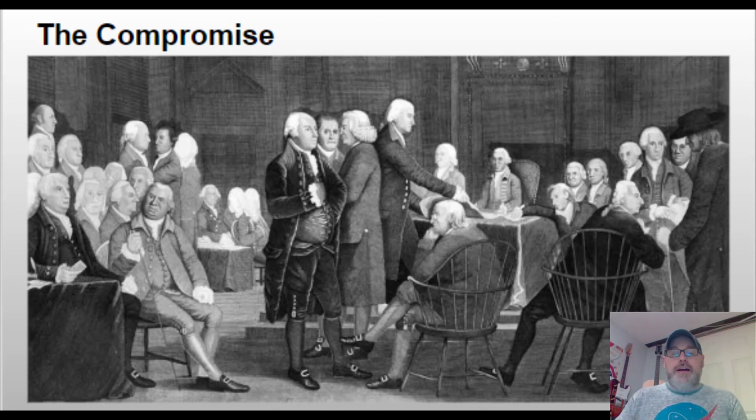What we end up seeing with this Great Compromise is how they settled the issue of representation. Again, the lower house had proportional representation, voted on by the people. The upper house had equal representation. And eventually, the people do get the vote.